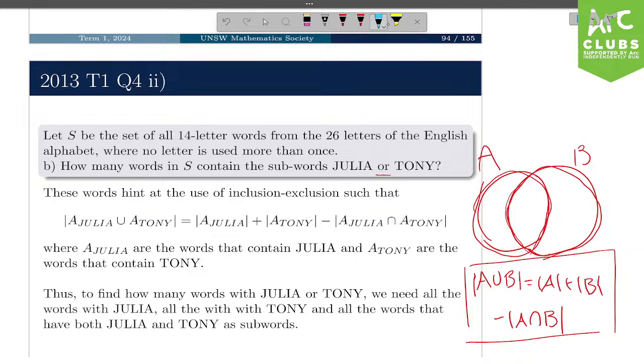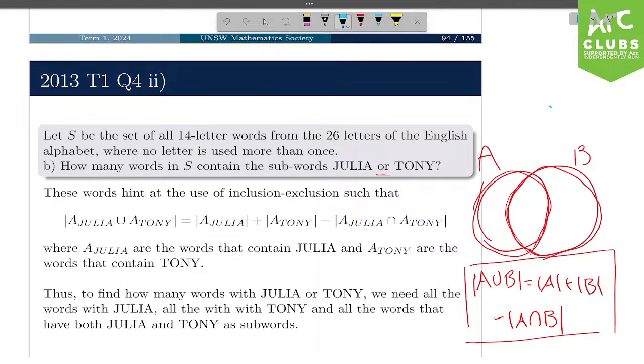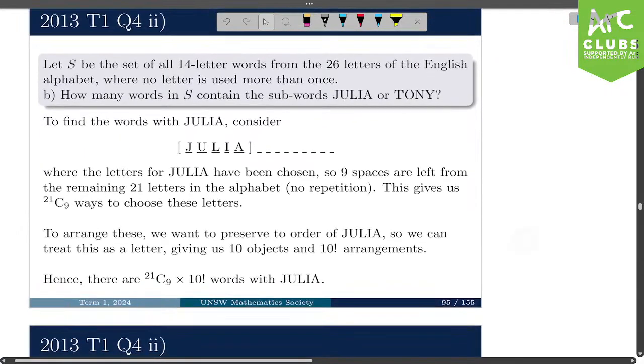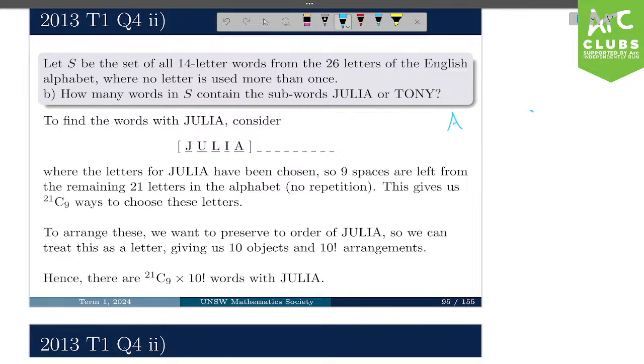What we do is define the words containing Julia and Tony as A Julia and A Tony, as you can see. To find the size of the union, we find the size of the sets A Julia and A Tony, and we subtract their intersection, because these are much easier to calculate directly. So let's look at just finding what A Julia is.